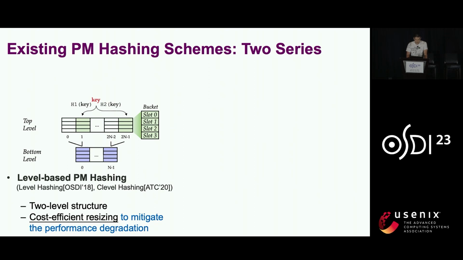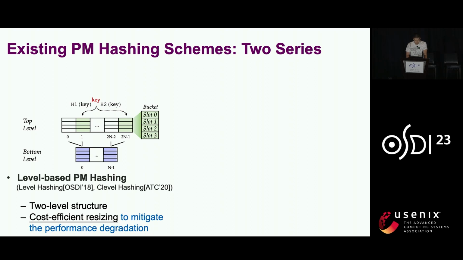Existing PM hashing schemes can be categorized into 2 series. The first one is named level-based PM hashing, including level hashing and C-level hashing. Since resizing a hash table is very time-consuming, the key idea is to bring out an innovative 2-level structure and a cost-efficient resizing algorithm to mitigate the performance degradation during the resizing.